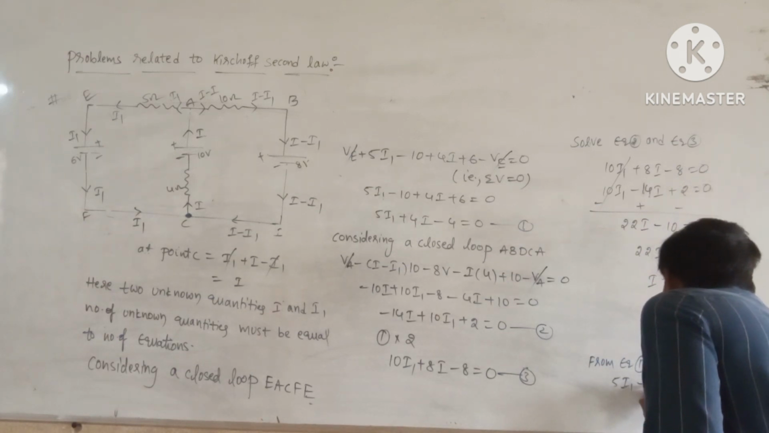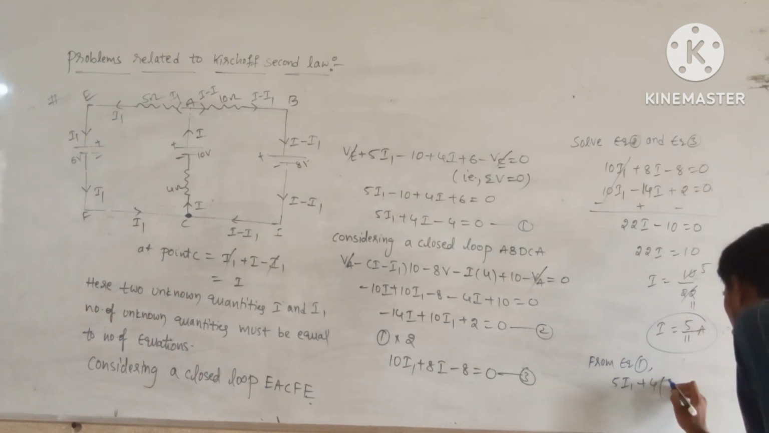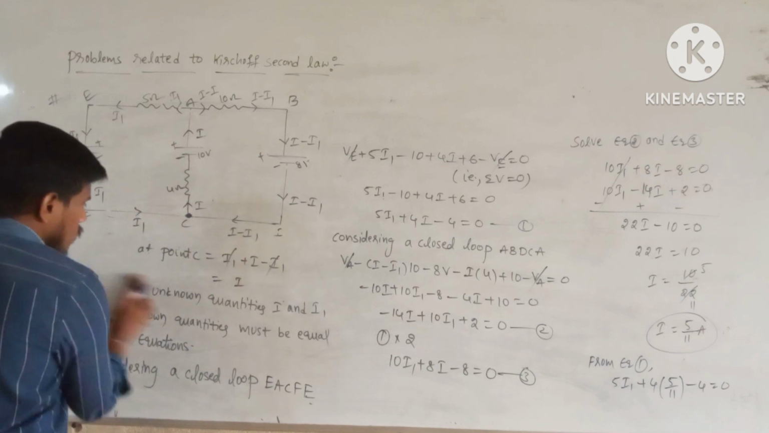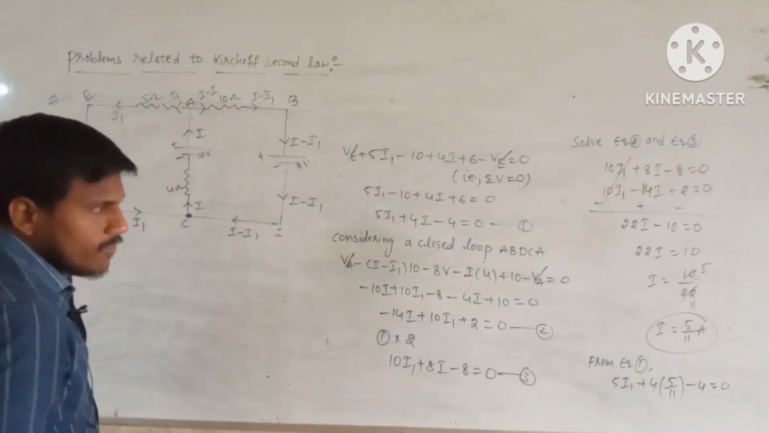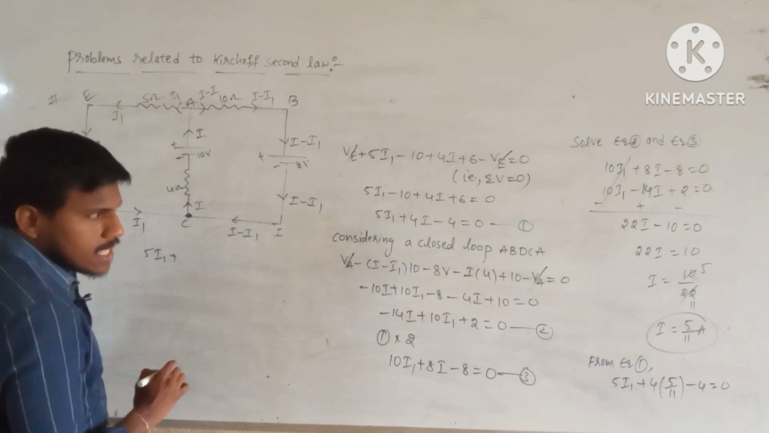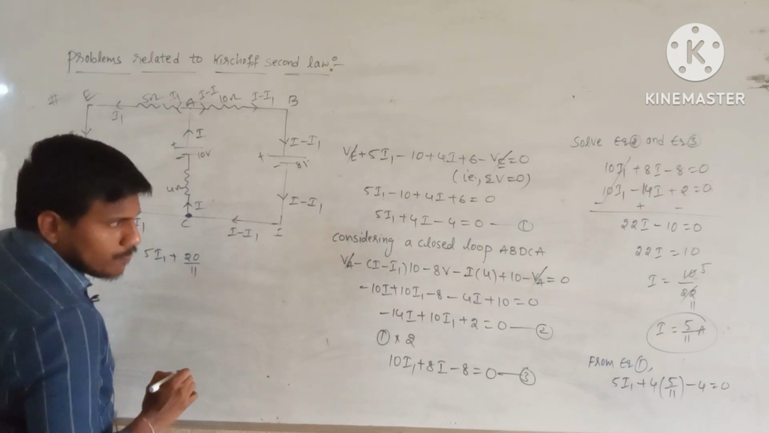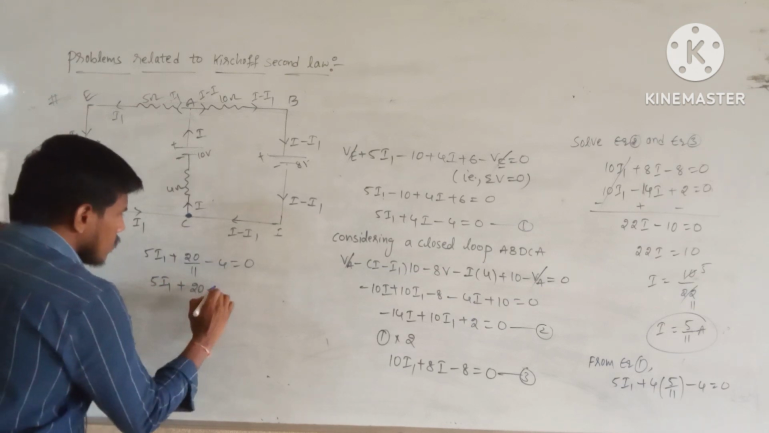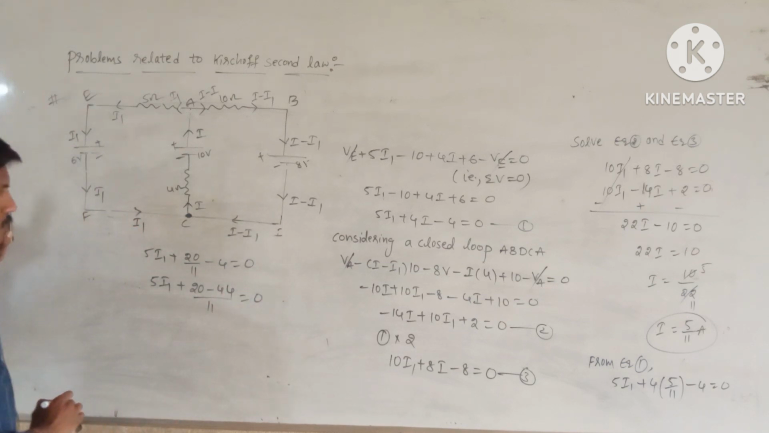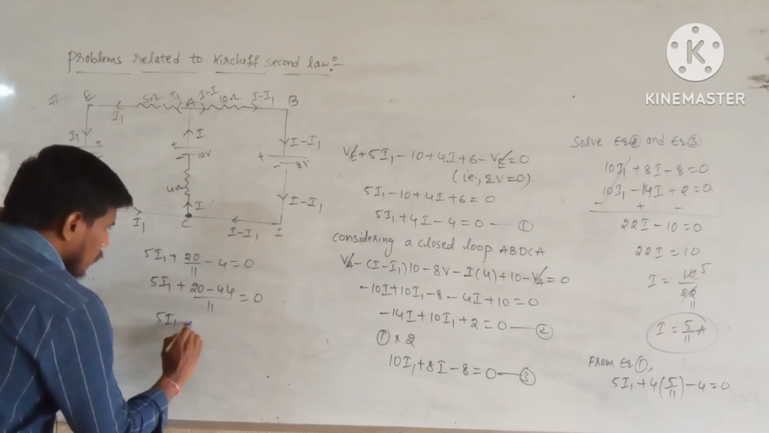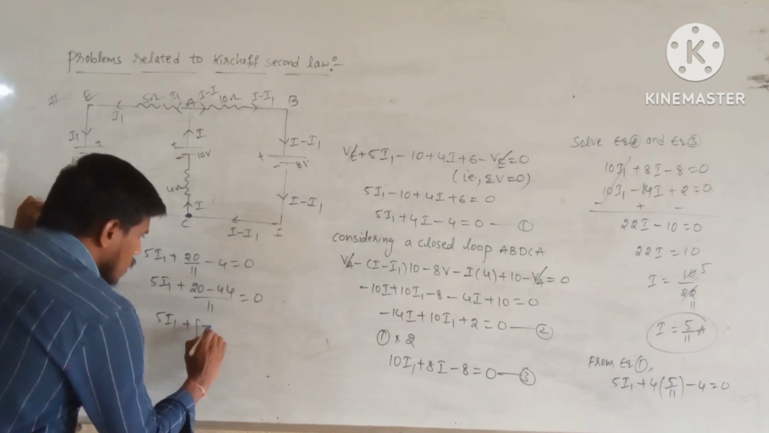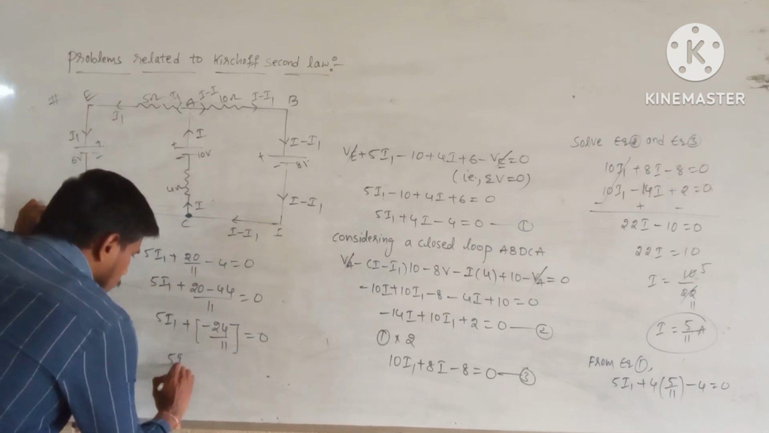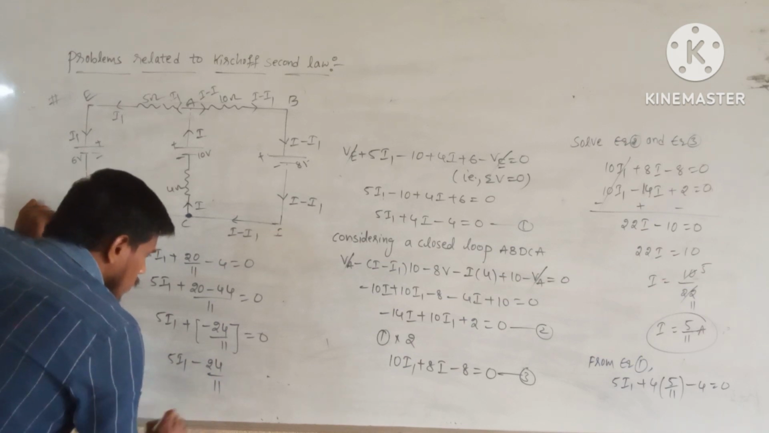5I1 plus 4I. What is the value of I? 5 by 11, minus 4 equal to 0. 5I1 plus 20 by 11 minus 4 equal to 0. 5I1 plus 20 minus 44 by 11 should be equal to 0. 5I1 plus 20 minus 44, minus 24 by 11 equal to 0. 5I1 minus 24 by 11 equal to 0.